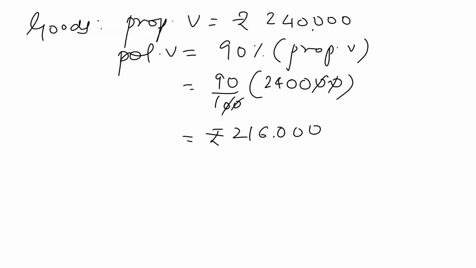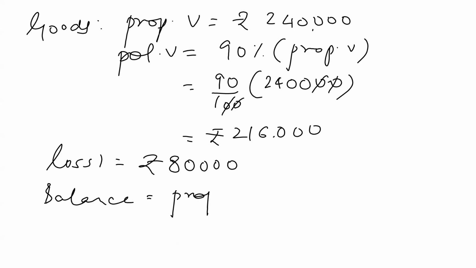Then damage. We have to calculate the damage, but when it comes to goods, the statement is quite tricky over there. Goods worth rupees 80,000 are completely destroyed while the remaining goods, the meaning of remaining goods is balance. Balance stock which is remaining are destroyed to 80% of their value due to fire. So there are two losses happening in terms of goods. Loss one is upfront loss of 80,000. Before calculating loss two, we'll first calculate balance, which is equal to property value minus loss one.